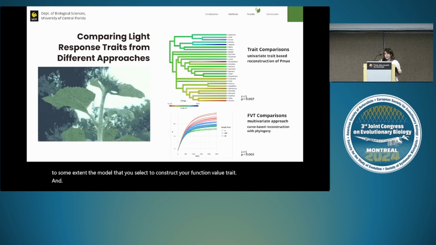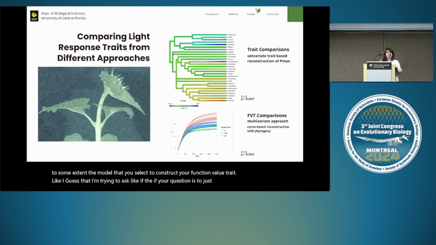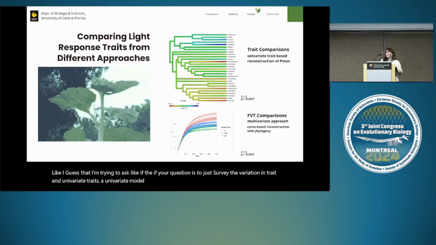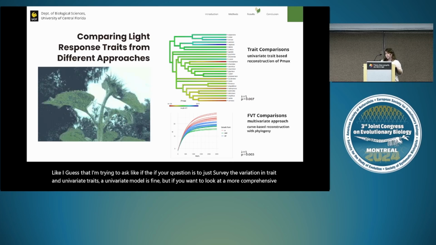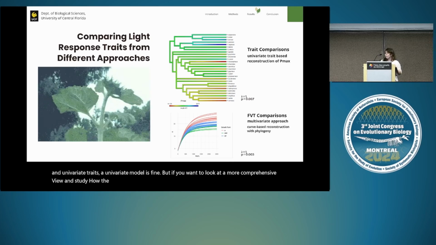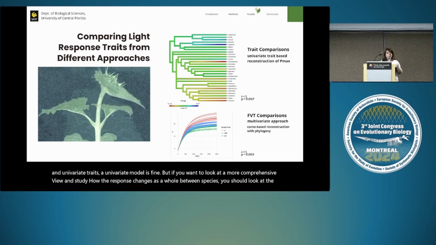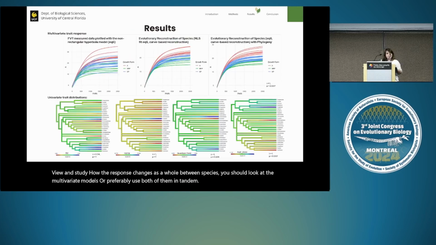I guess I'm trying to say, if your question is to just survey the variation in univariate traits, a univariate model is fine. But if you want to look at a more comprehensive view and study how the response changes as a whole between species, you should look at the multivariate models, or preferably use both of them in tandem. So that's what we did.